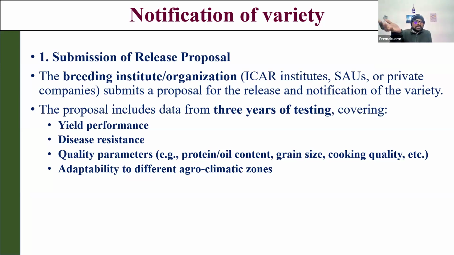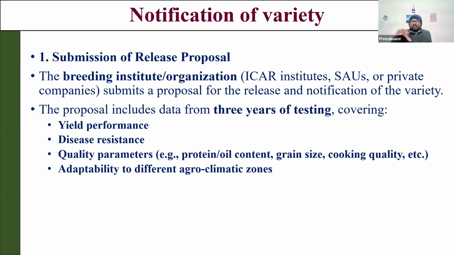After the proposal is submitted, based on 3 years of data, they will check again and propose to the government, through gazette notification, that this variety is released for a particular area or a particular state. If anyone has seen the gazette notification of any crop release, you will get to know. Please search in Google for gazette notification of crop release or varietal release. Many gazette notifications will come.